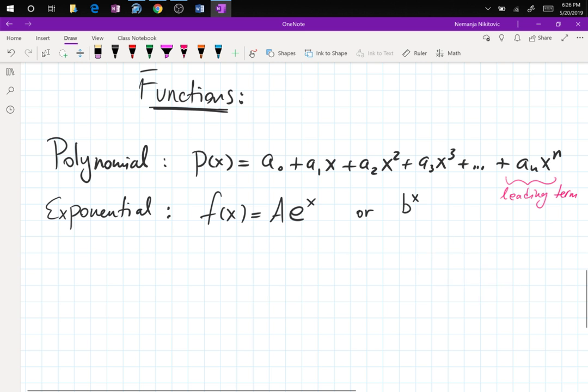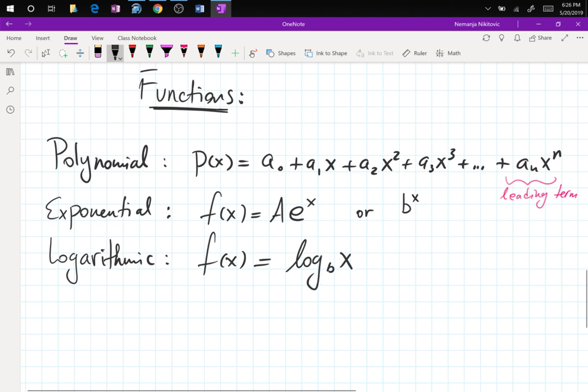What's the inverse of exponential? Very good. Logarithmic function. So logarithmic functions, we have log base b of x.